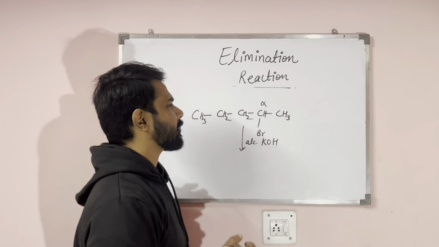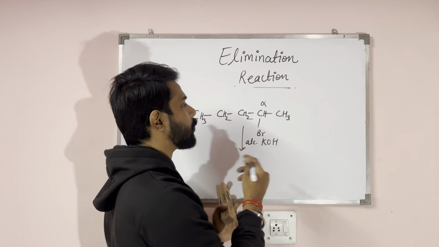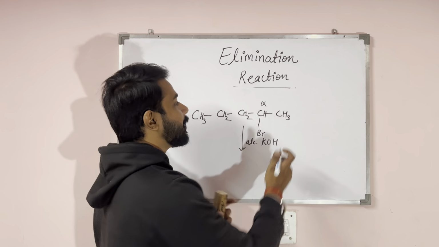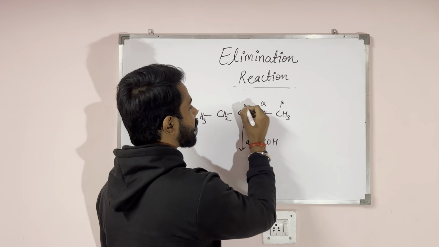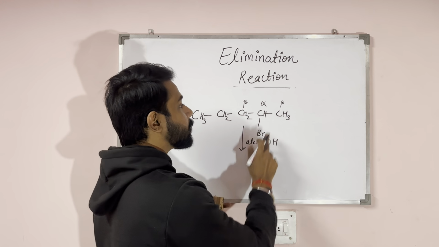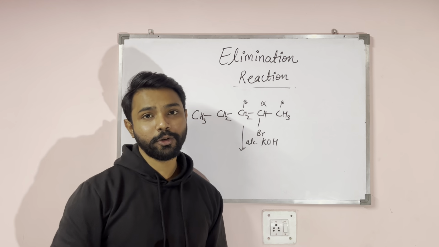Now you might be wondering that, sir, we are having an alpha carbon here, but we are having two beta carbons in this situation. That is why I have given you this example. So this is also a beta carbon and this is also a beta carbon. Clear? And we know the base will abstract beta hydrogen.